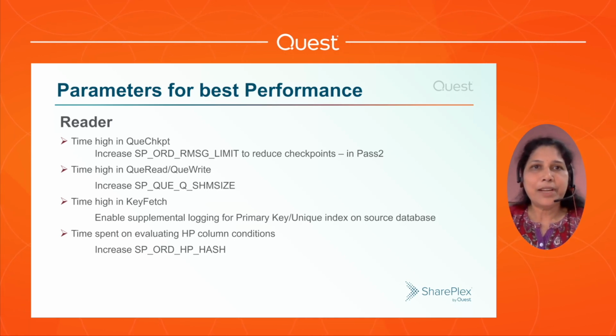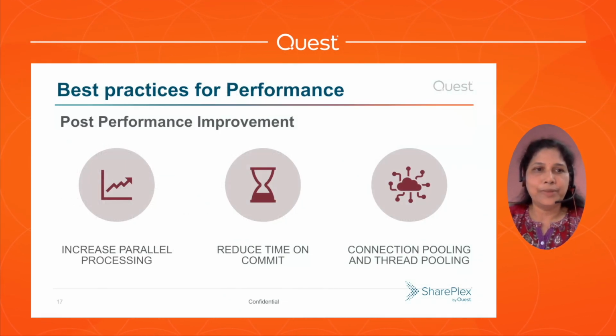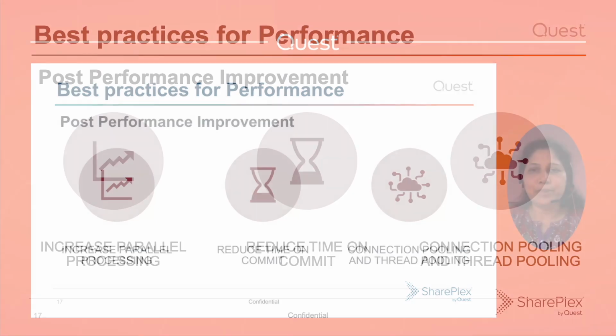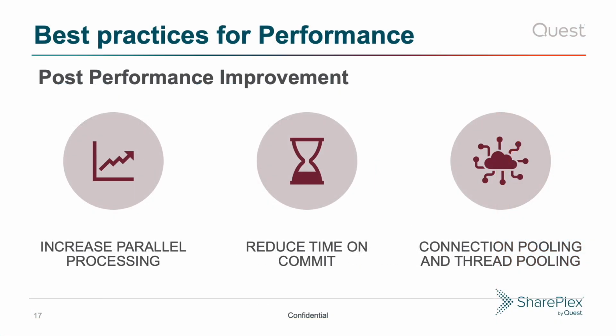Now let's look at the best practices for performance of post. Post improvement can be done in multiple ways: increasing the parallel processing, reducing the time of commit, or using connection pooling and thread pooling. SharePlex moved from single-threaded posting to multi-threaded posting. And later, we introduced post enhanced performance, that is PEP, which further improves OLTP processing.